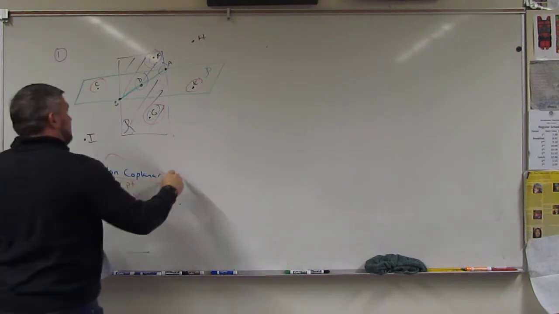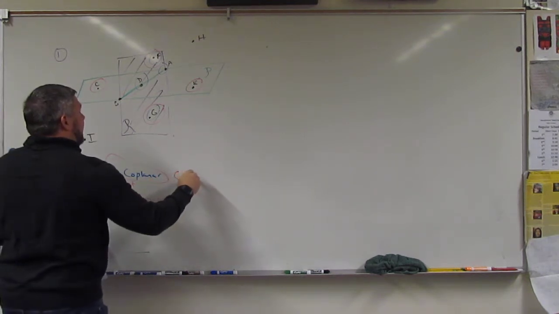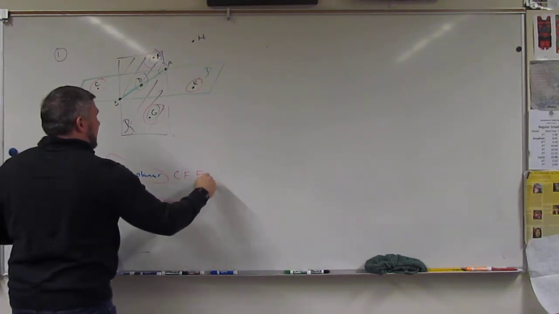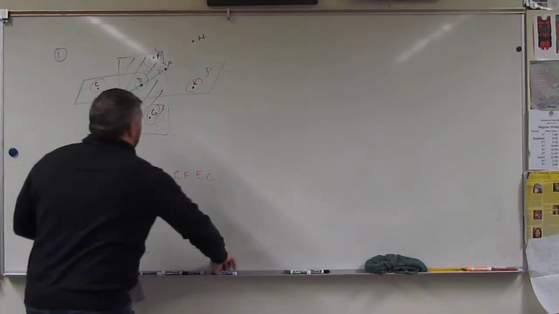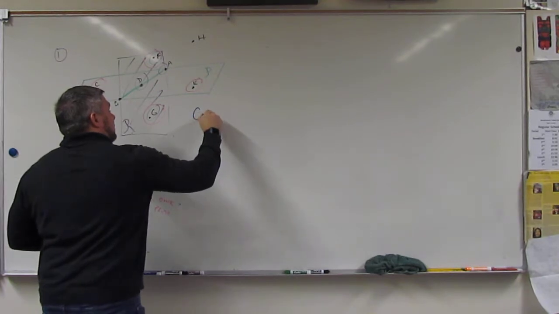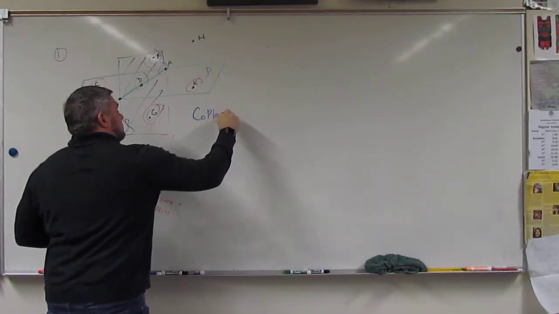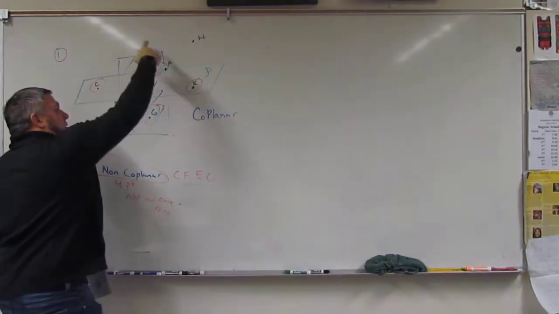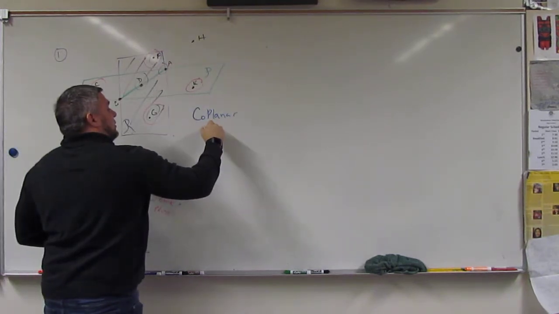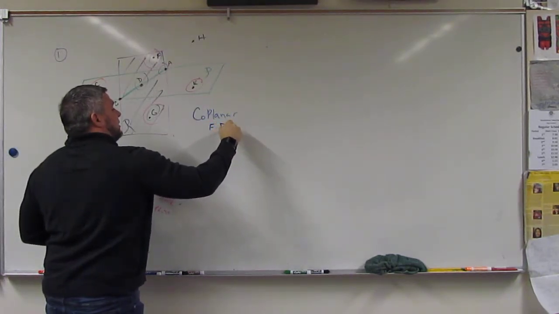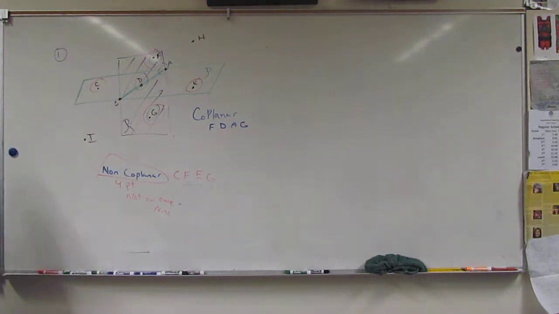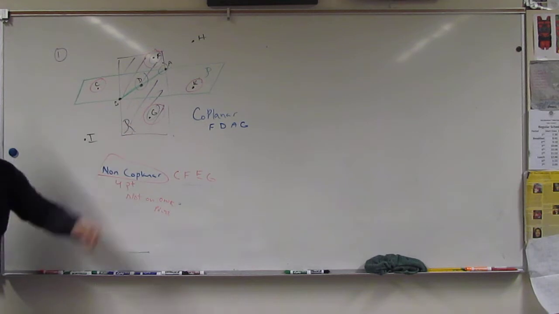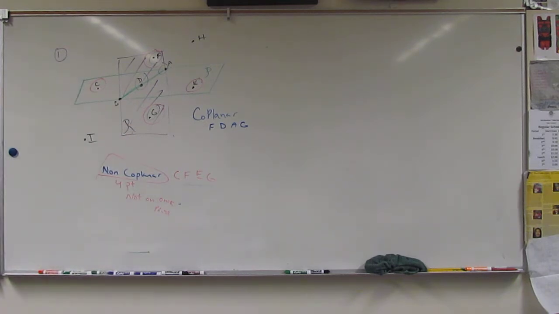okay, C, F, E, and G, and coplanar, which would be on one plane, F, D, A, and G. Okay, so that's the difference between the two. That's number 1. Problem number 1.